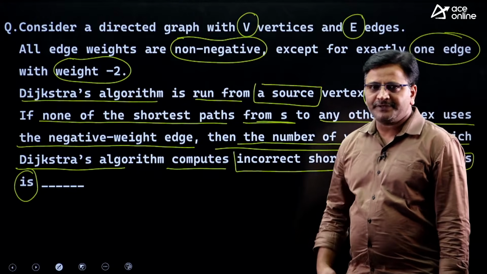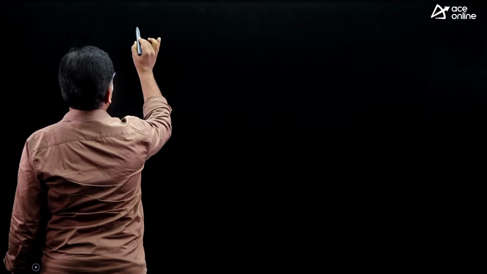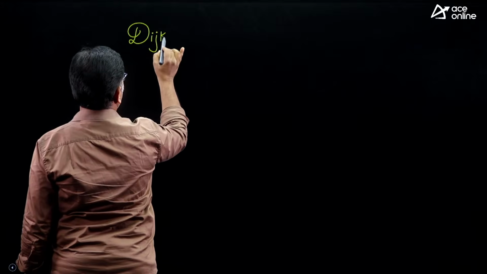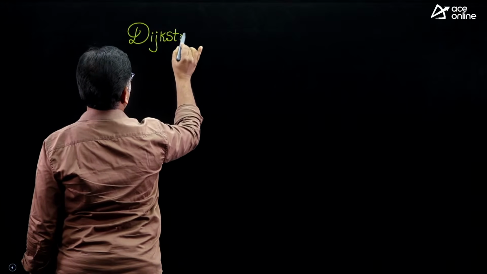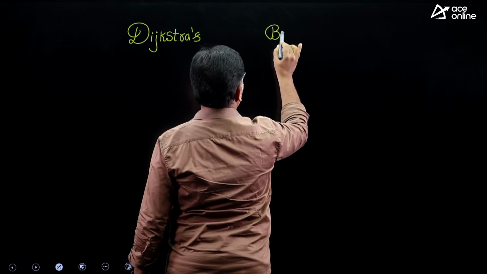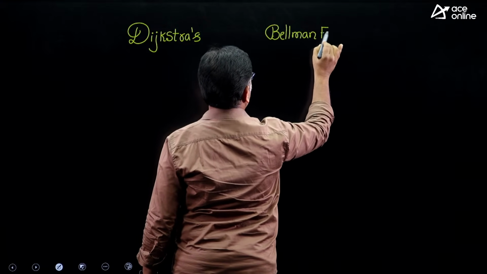Yeah, the time is very precious now. Let me explain this topic. See, we are having two algorithms. One is called Dijkstra's algorithm. Another algorithm which we are having is called Bellman-Ford algorithm, right, friends? Okay.